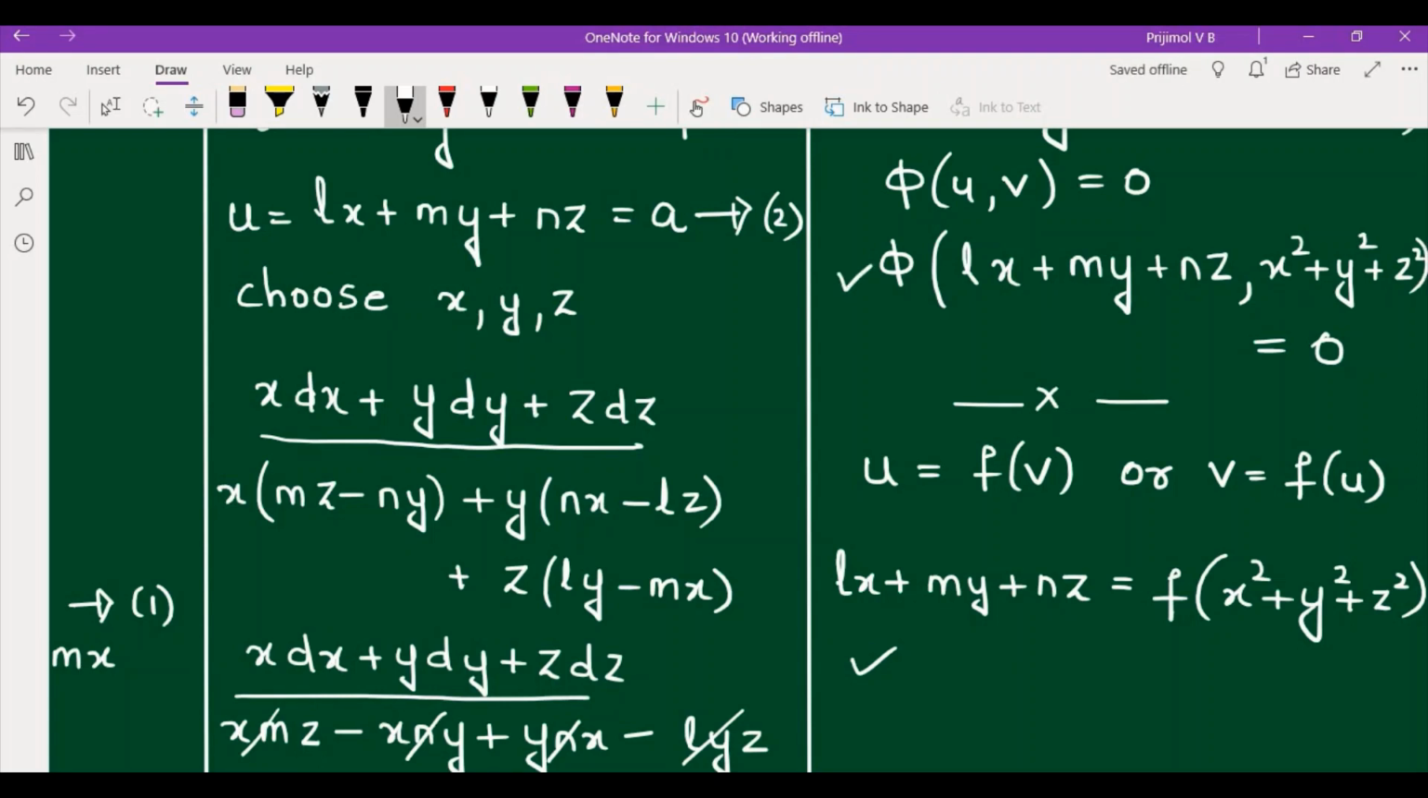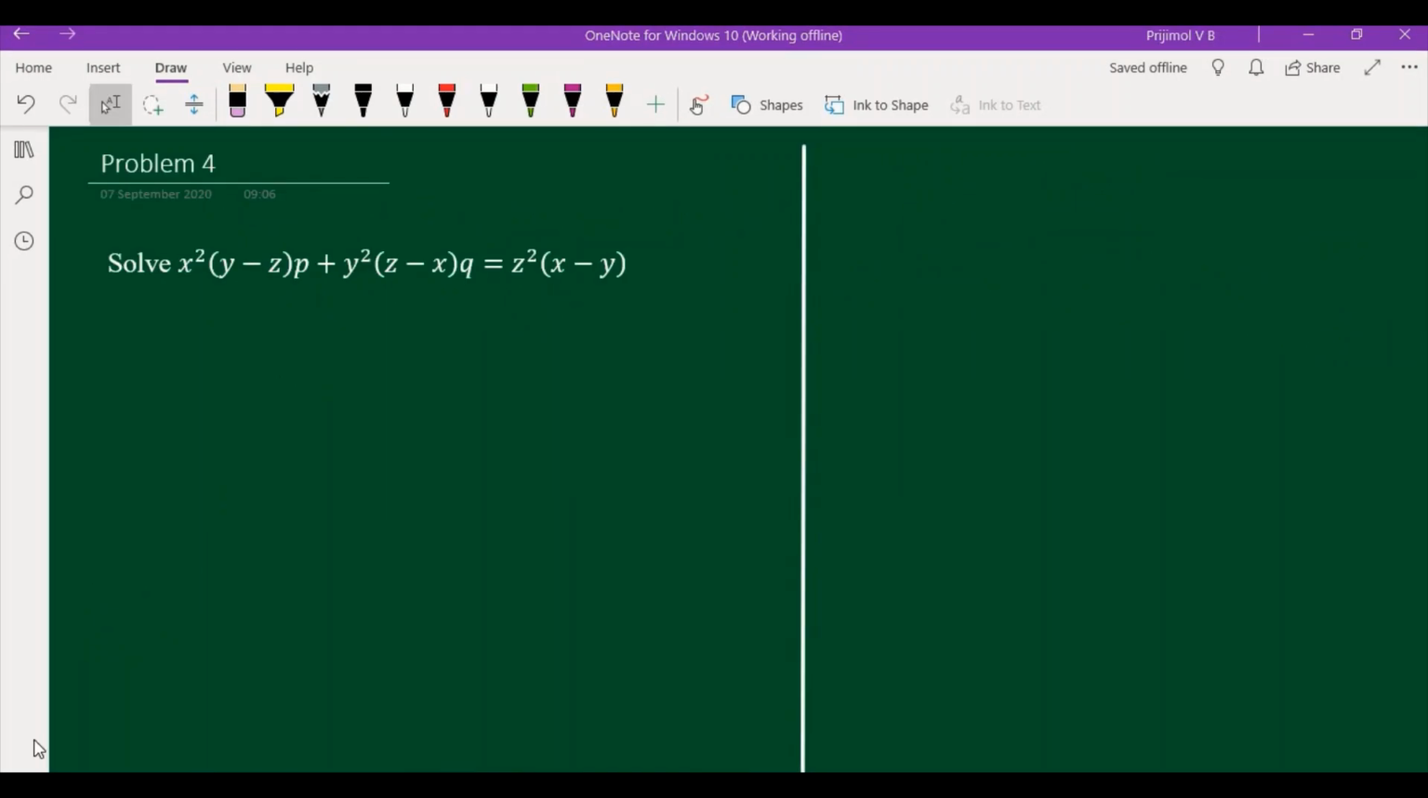Now let us solve our next question. Now let us solve another problem on Lagrange partial differential equation. Solve x square into (y minus z) into p plus y square into (z minus x) into q equal to z square into (x minus y). Now this equation appears in the form Pp plus Qq equal to capital R. Now what are P, Q, R?